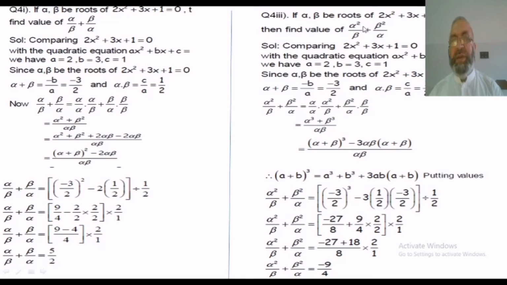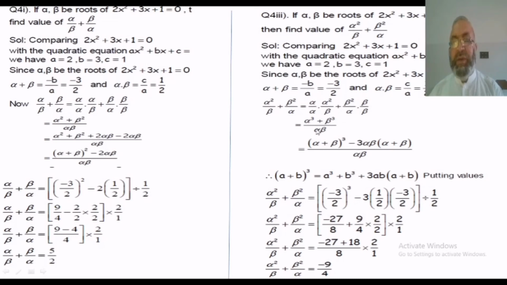Alpha square by beta plus beta square by alpha is equal to, first multiply and divide by alpha to get alpha beta. Alpha by alpha, and with the second we multiply beta by beta. Look at these two terms, alpha beta. So that is common, that becomes the LCM. So by taking alpha beta as the LCM, we get alpha cube plus beta cube.